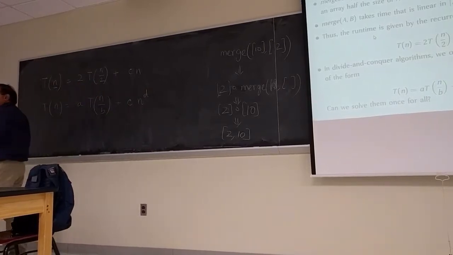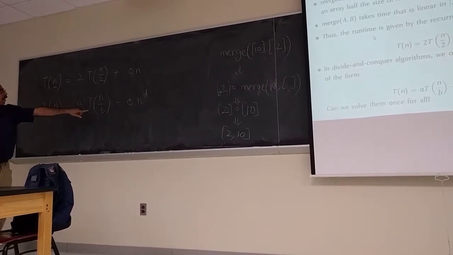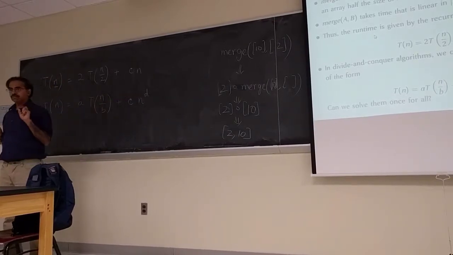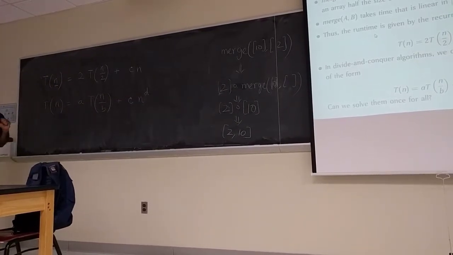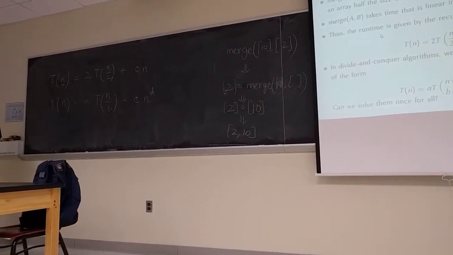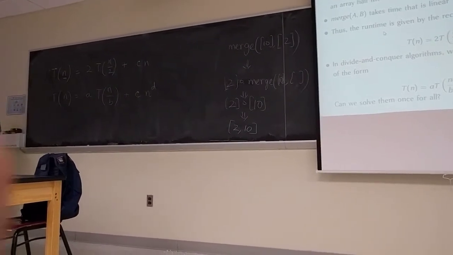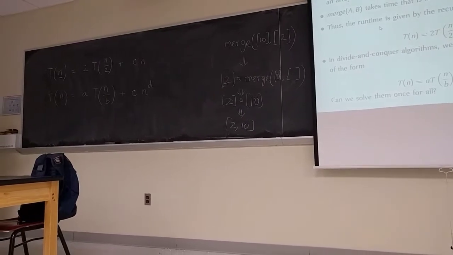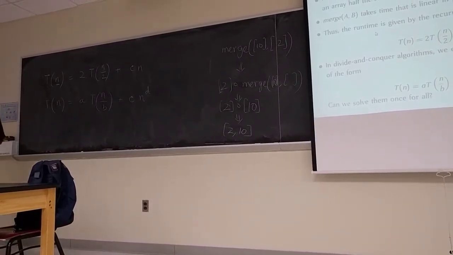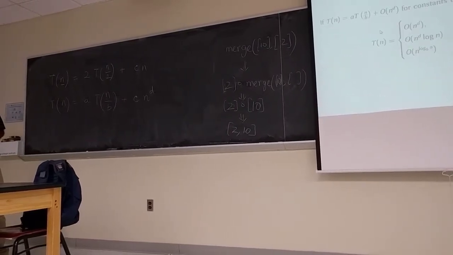Although in this particular algorithm, a equals b equals 2 and d equals 1, in general, when you have a divide and conquer algorithm, you could have a recurrence that's a little bit more general. So what we want to do is capture the general structure of the recurrence relation and try to solve it once and for all, so that you have the solution and can apply it whenever you need to. Okay, so how do we solve this?